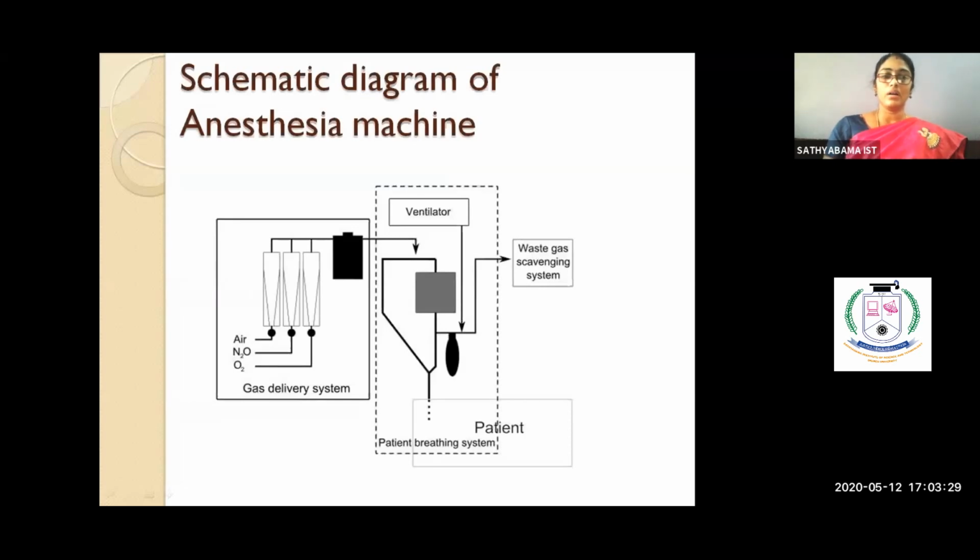This is a very simplified diagram of your anesthesia machine. You have bigger ones if you look into your textbooks, right? This is a smaller one wherein you can see we have a gas delivery system. Over here, you can send in air, nitrous oxide and oxygen. It goes into the ventilator, and from the ventilator, it goes into the patient.